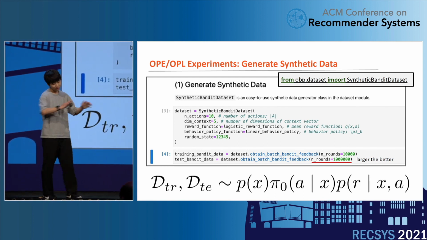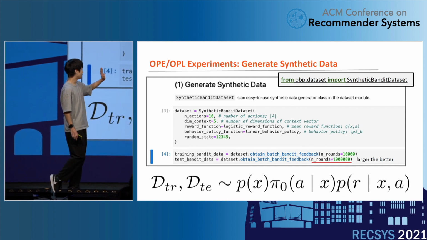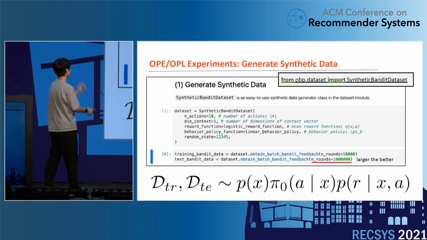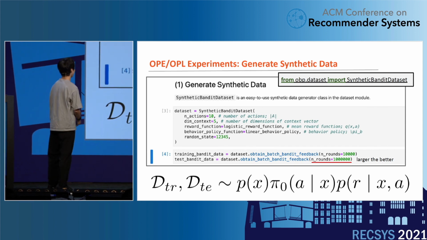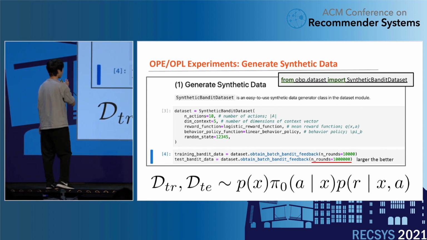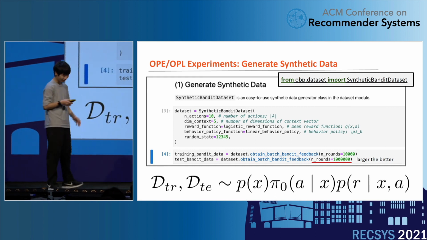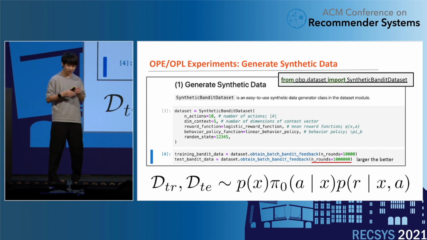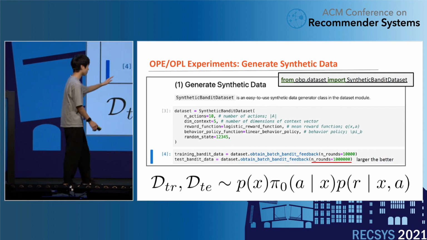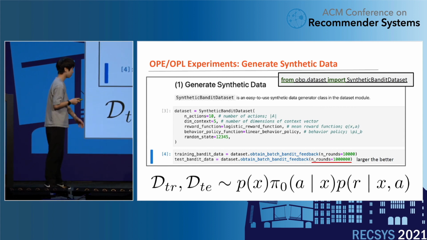This is the expected reward function. There are some default, pre-implemented reward functions, and you can also define a more complex reward function if you want to do the experiment in a nonlinear reward environment. After defining the synthetic bandit dataset, we just call the obtain batch bandit feedback function with the number of samples. Then we get some IID samples from the joint distribution defined by the logging policy. So I now sample the training bandit data and the test bandit data independently.